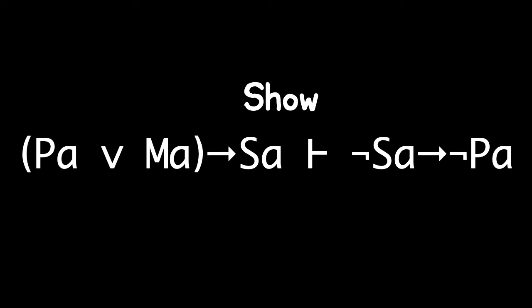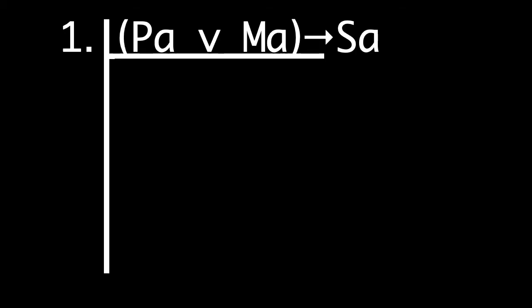If there are no quantifiers, then everything works just like a proof in SL. For example, consider this. We're asked to show that given PA or MA arrow SA, we can prove not SA arrow not PA. We set up the problem in the usual way by writing down the given sentence on line 1.